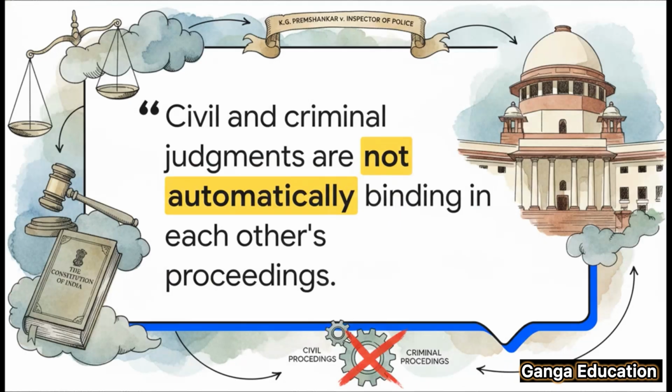And this whole idea is backed up by a very important landmark case, KG Premshankar versus the Inspector of Police. Here, the Supreme Court made it crystal clear. The court held that what's decided in a civil case isn't automatically binding in a criminal case, or the other way around. You can't just copy-paste the result. Each case stands on its own feet. A judgment from one can only be used in the other if it perfectly fits the relevancy rules we've just talked about.